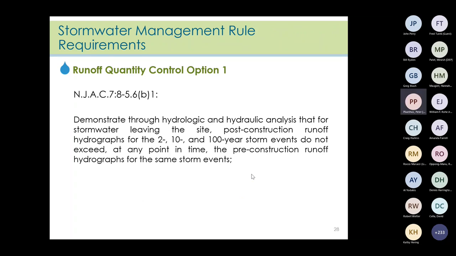There are three runoff quantity control options. The full text of the first can be seen here. Note that the water droplet is the icon used in the BMP manual for this design and performance standard. In order to meet this quantity control option for a given design storm event, the post-construction runoff hydrograph must be bounded by and not cross at any point in time the pre-construction runoff hydrograph.